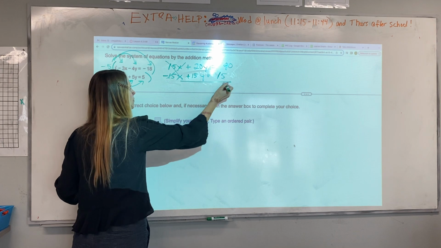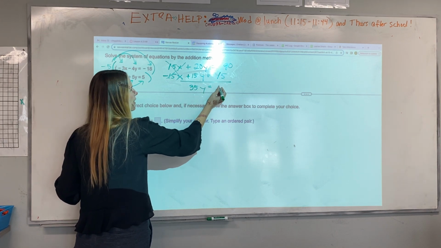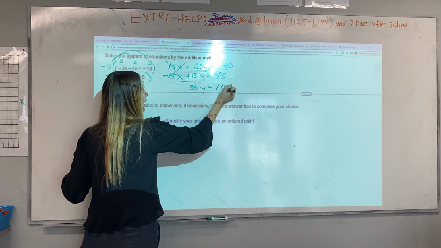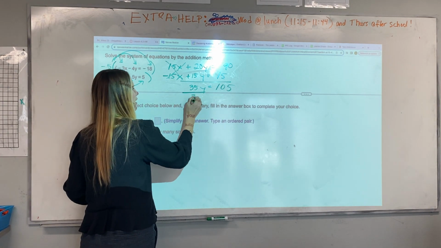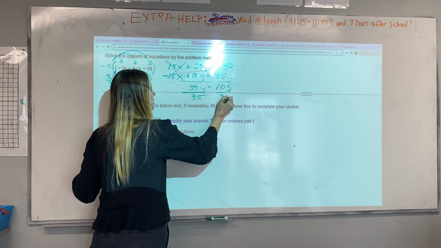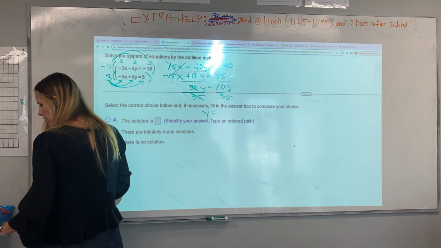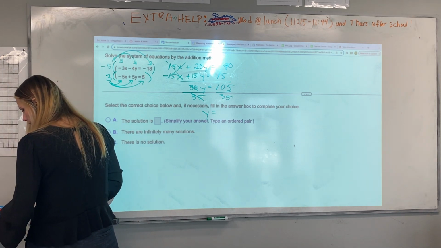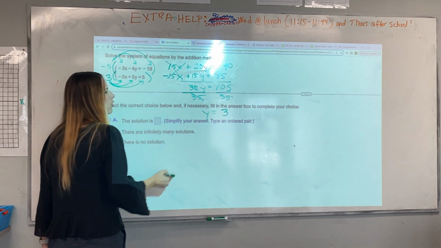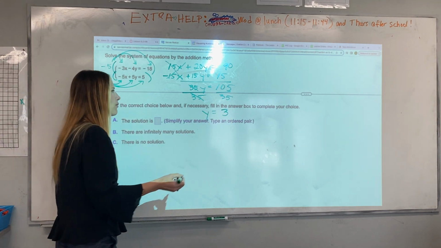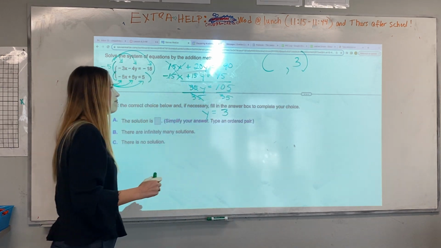My y term becomes 35y. And then I have 105 here. Divide by 35 on both sides, and I get y equals 105 divided by 35 equals 3. I could have done that in my head. Y equals 3. Now I have just my y value of my solution.